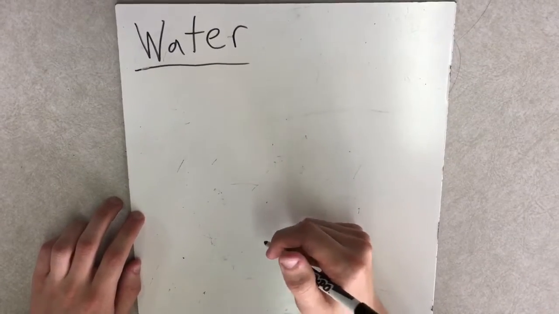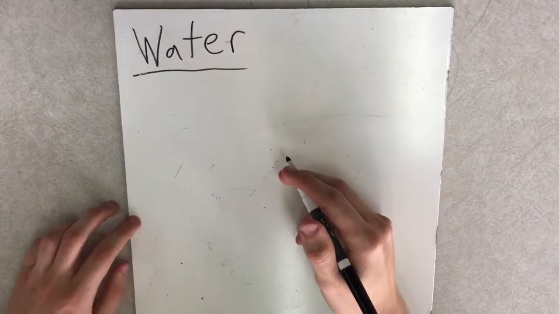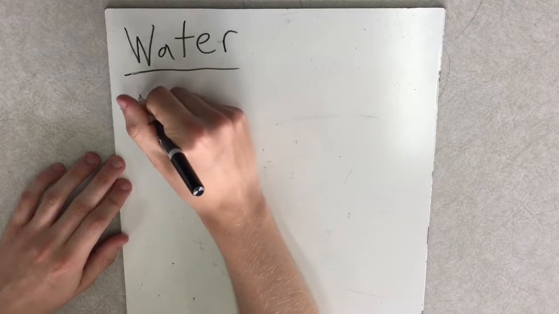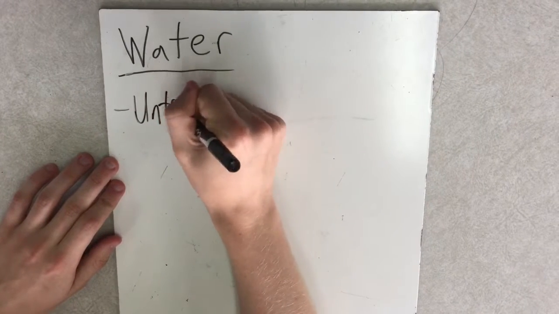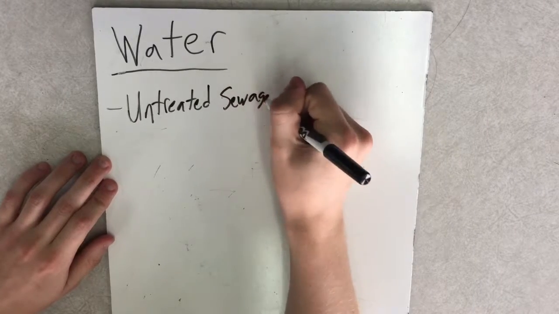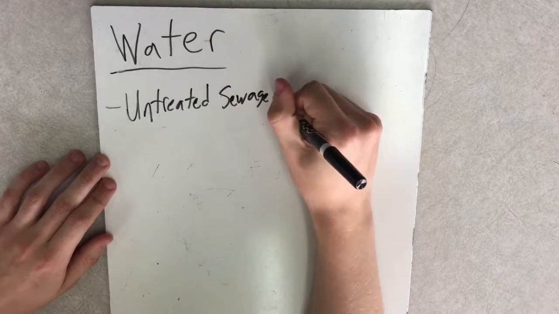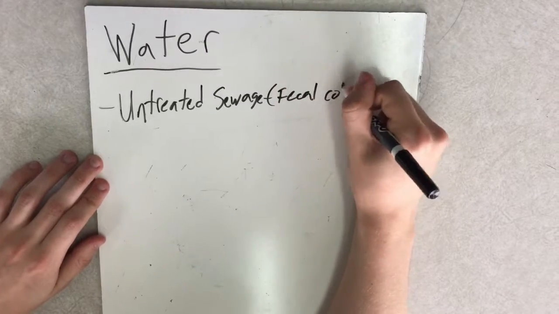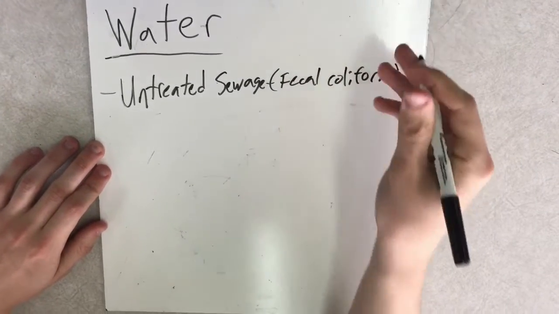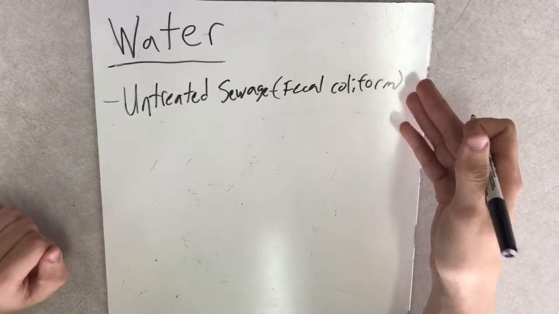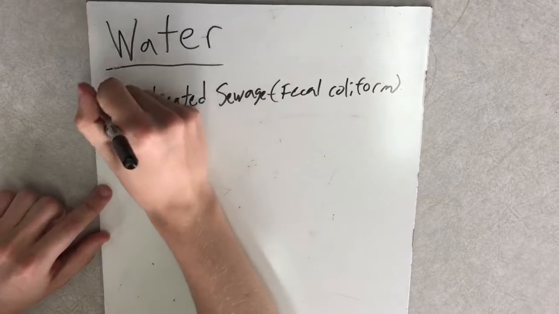Okay, so the first type of pollution I want to talk about is water pollution. Now there's a lot of types of pollutants that can go into water, which include untreated sewage. When there's untreated sewage, this can carry bacteria such as fecal coliform, which is a pathogen that's a bacteria and causes harm to animals when they digest it.